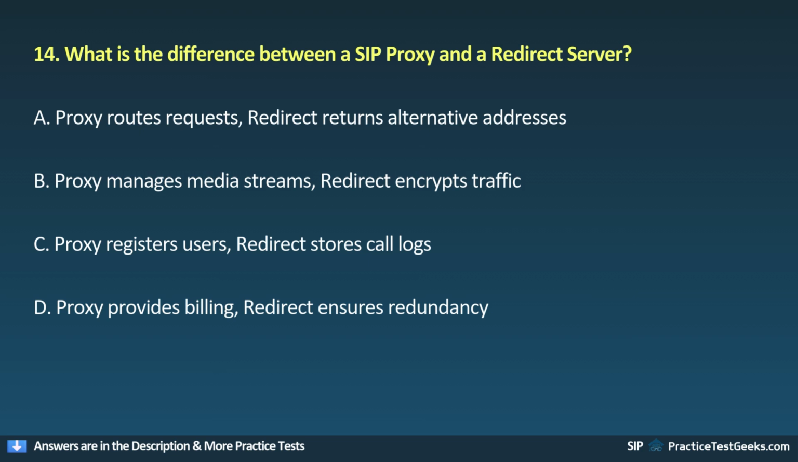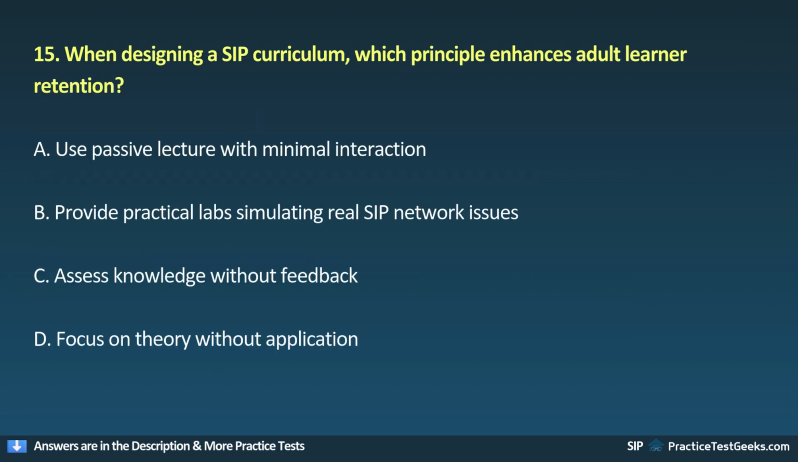14. What is the difference between a SIP proxy and a redirect server? A. Proxy routes requests. Redirect returns alternative addresses. B. Proxy manages media streams. Redirect encrypts traffic. C. Proxy registers users. Redirect stores call logs. D. Proxy provides billing. Redirect ensures redundancy.